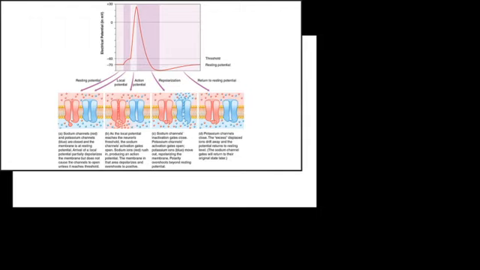So once that has occurred, we can then look at what happens when a local potential comes in. So we start receiving signals from nearby neurons or from a sensory receptor or something like that. And it's going to start giving a signal to that part of the cell membrane.